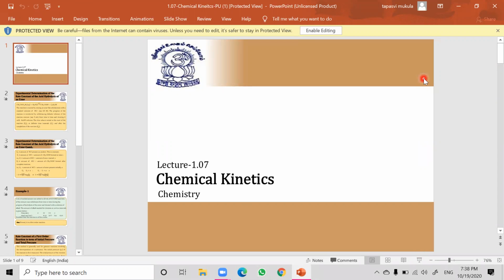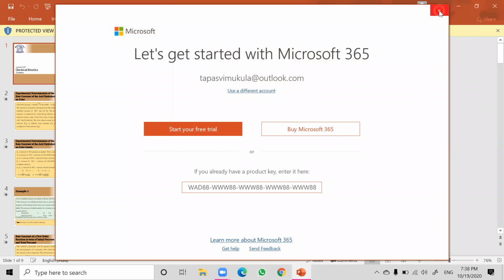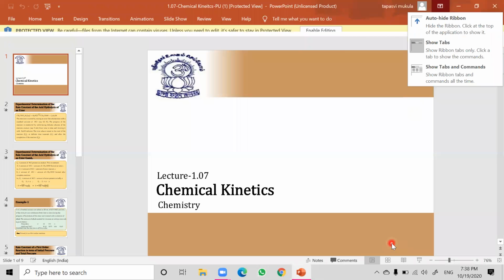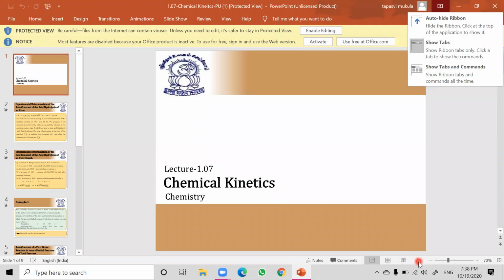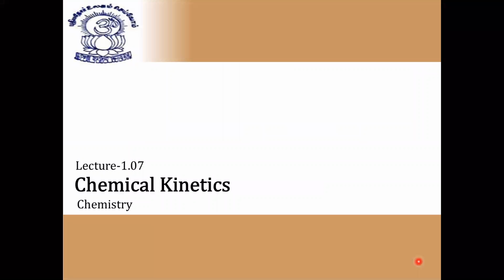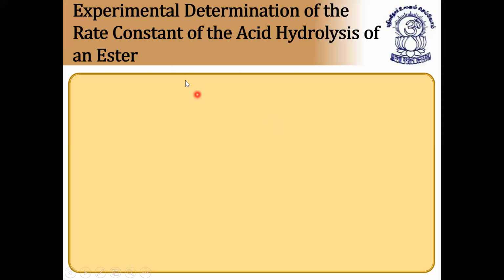The next topic in this chapter we are going to do now. Only first order kinetics problems are important from the examination point of view, because NCERT based questions also have only first order kinetics questions. The topic is the experimental determination of the rate constant of acid hydrolysis of an ester.